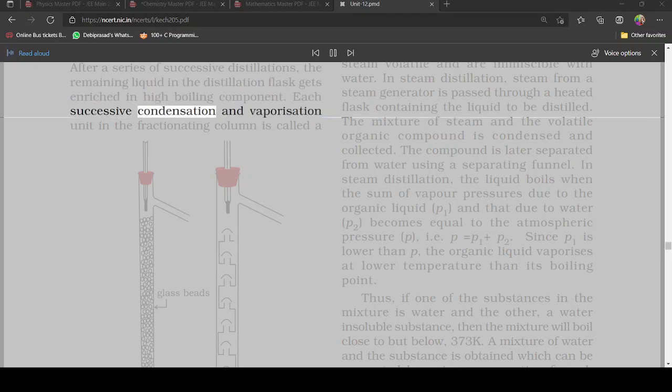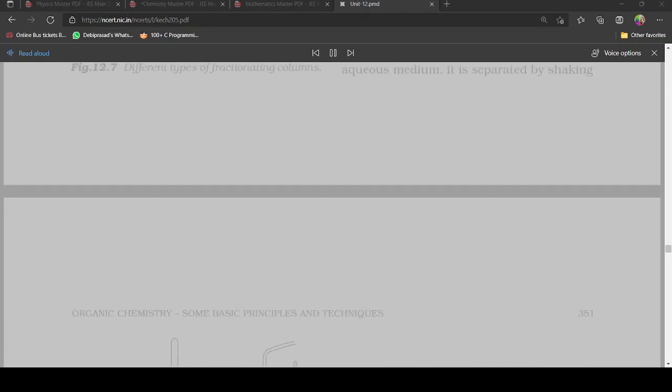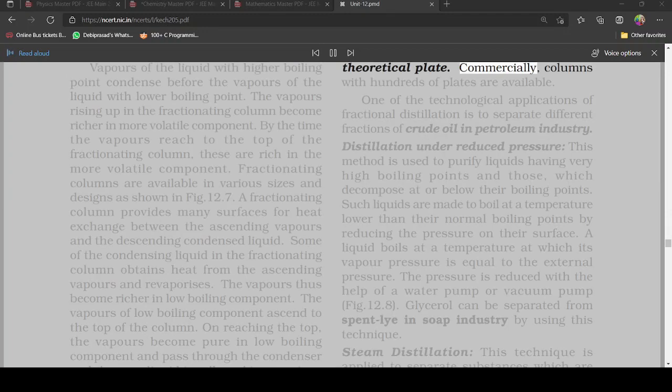Each successive condensation and vaporization unit in the fractionating column is called a theoretical plate. Fig. 12.7. Different types of fractionating columns. Commercially, columns with hundreds of plates are available. One of the technological applications of fractional distillation is to separate different fractions of crude oil in the petroleum industry.